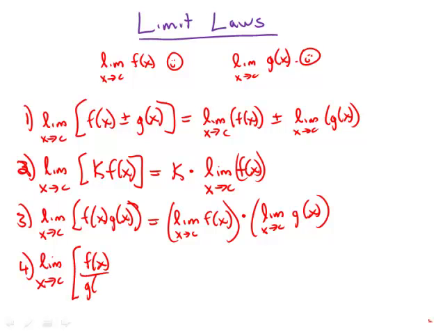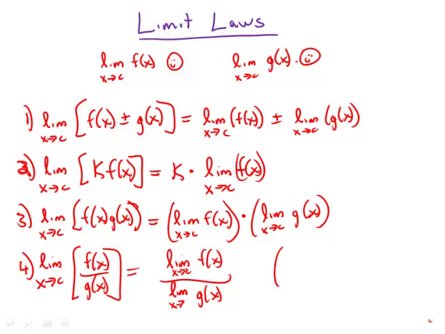f of x over g of x, then this is going to be the quotient of the limits. And of course, the only thing we're assuming here is that the limit as x approaches c of g of x, whatever value it does have, doesn't equal 0, so we don't have a 0 in the denominator. But those are examples of some limit laws that will help us evaluate limits.